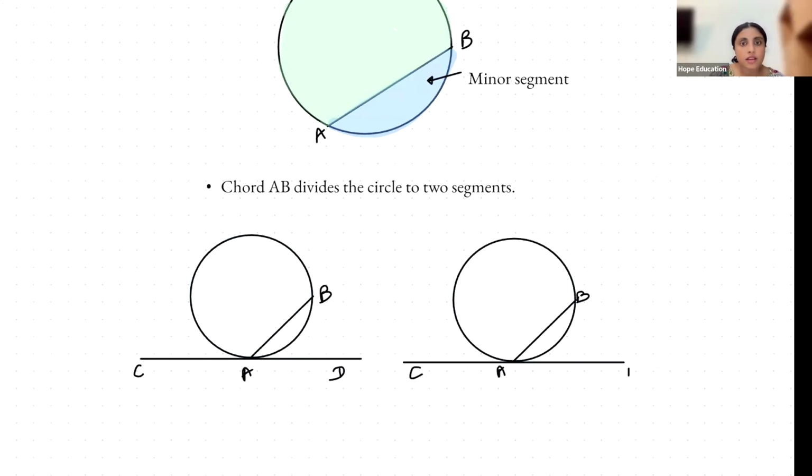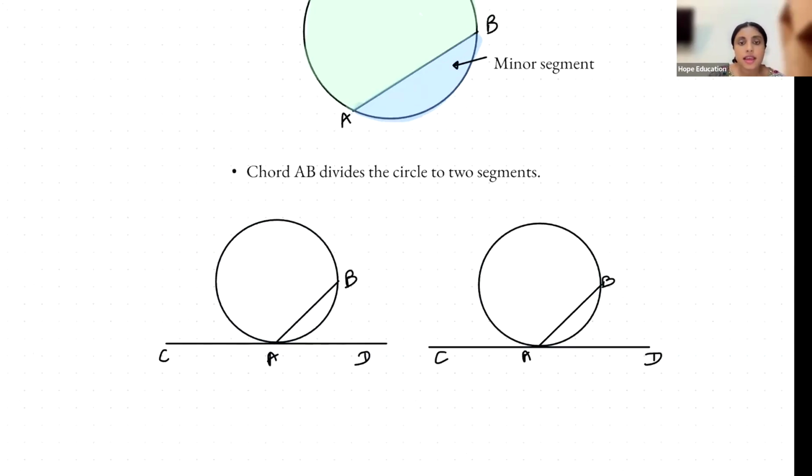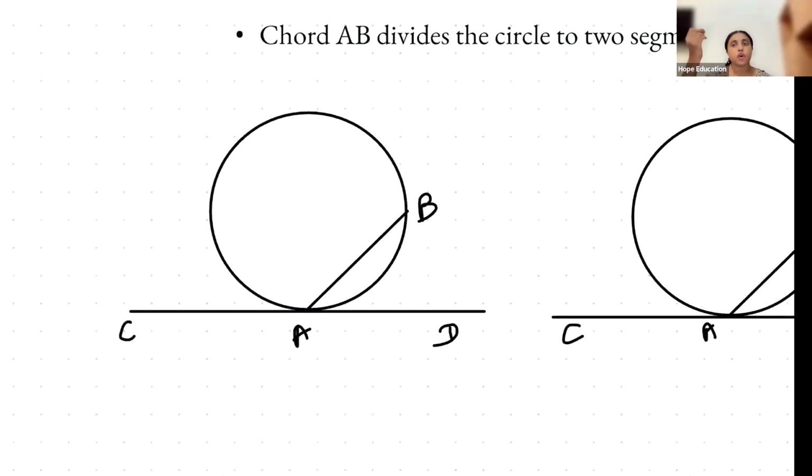Here, children, AB is a chord and CD is a tangent. So now I have drawn a chord, and to one of the points of the chord, to that point I have drawn a tangent. So this is chord AB. The chord has a point, which is A. I have chosen that and I have drawn a tangent through A. That is CD. This is the same thing.